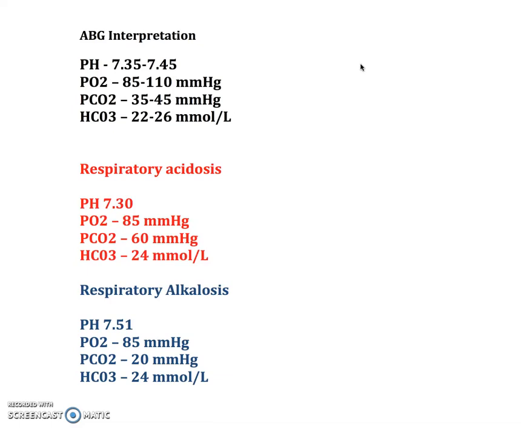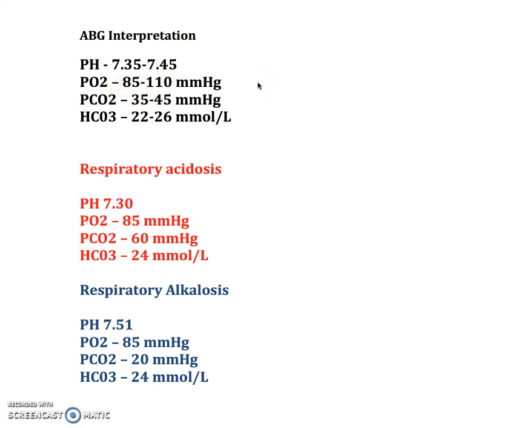So pH stands for per hydrogen. We are basically measuring the amount of hydrogen ions in the arterial blood. Okay, so the normal range for pH is 7.35 to 7.45. As long as our body maintains a pH within that level, we are maintaining homeostasis and our body can function in a normal manner.